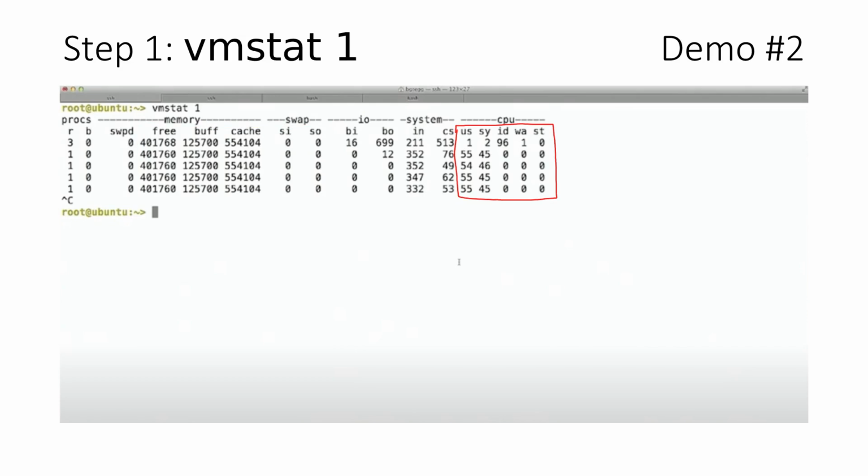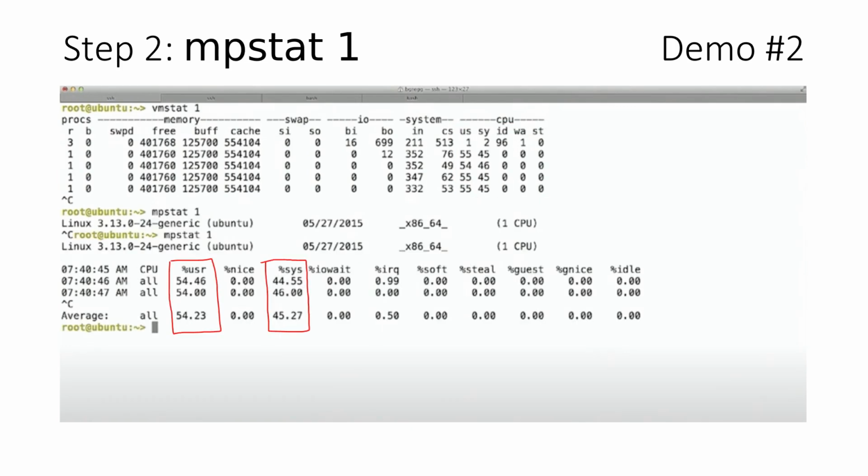However, when we look at the CPU statistics, something becomes apparent. There is no idle time, and there is a high amount of user time and system time. Specifically, around 55% is user time and around 45% is system time. Let's run a different command to verify this. When we run mpstat, we can see pretty much the same information. Lots of user time and system time is being utilized by this computer.